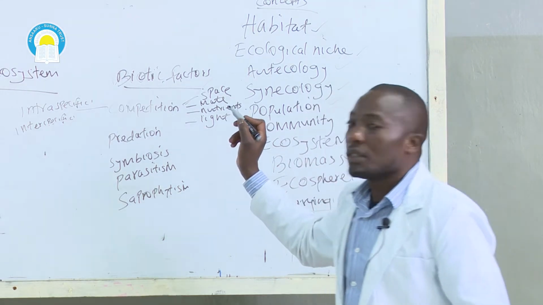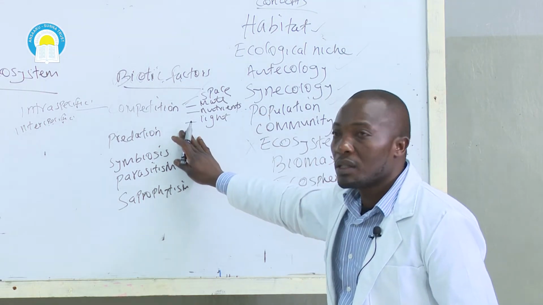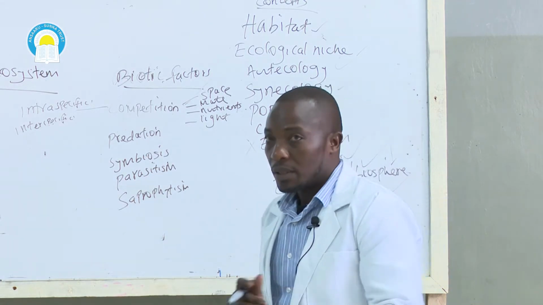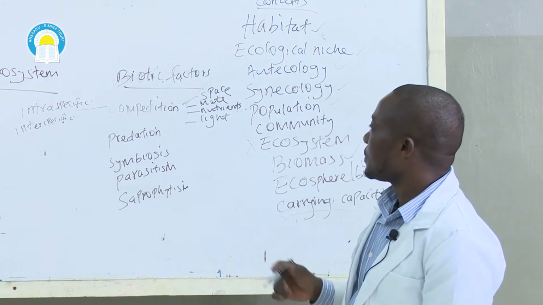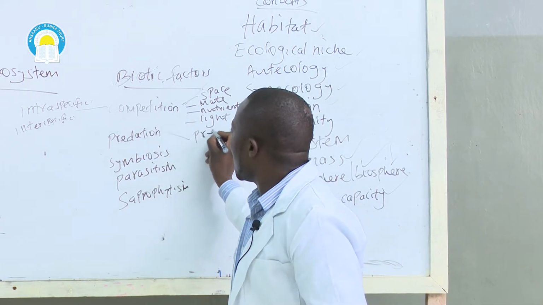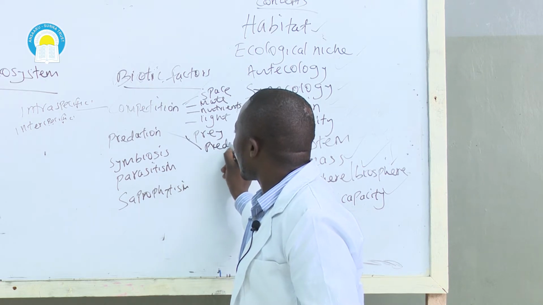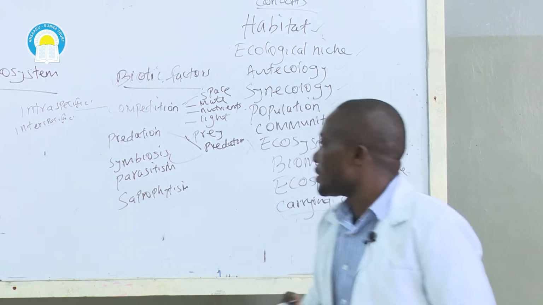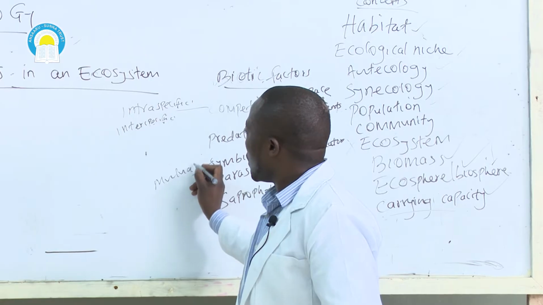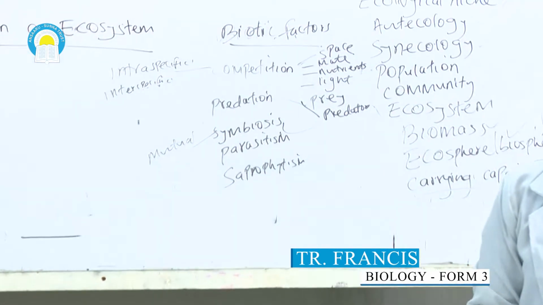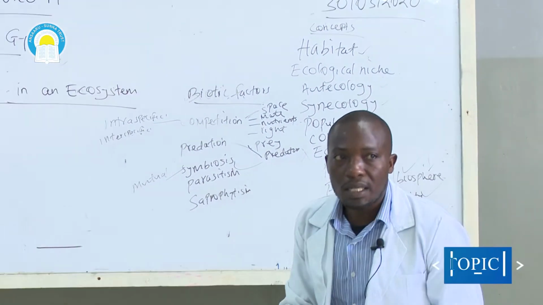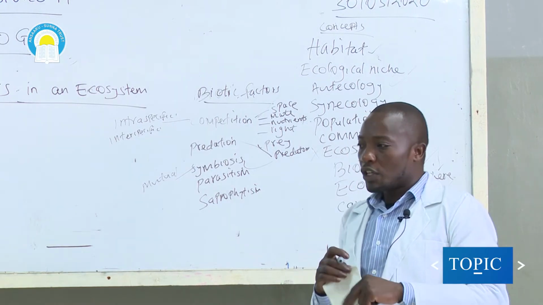Then we talked about predation. It's a mode of nutrition where one organism, called the predator, hunts and kills another, called the prey, for food by feeding on it either wholly or partially. Then we discussed the adaptations of the predators and the adaptations of the prey. Then we discussed symbiosis. We said it's a mutual relationship where two or more living organisms benefit from each other mutually or equally. We gave an example of symbiotic bacteria which live in the root nodules of leguminous plants.